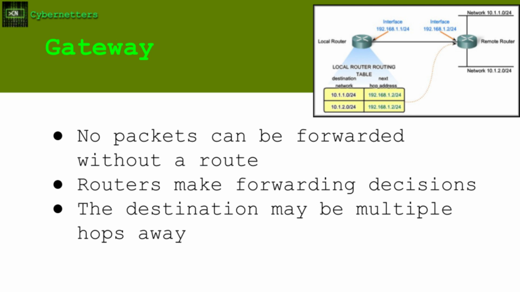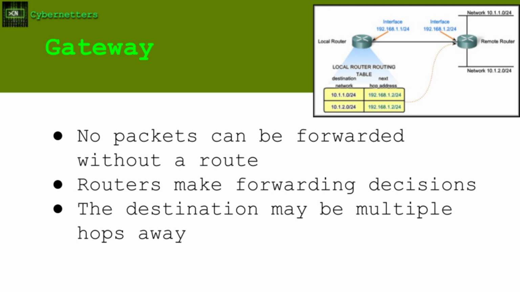Okay, so let's dive deeper into the role of a gateway in routing. Routers must know where to send the packet or else it gets dropped. Each packet arriving at a router's gateway interface is checked against a routing table to determine its next hop. If a network is not directly connected, the router forwards packets to the next router, which is also known as the next hop. As you can see in the diagram in the top right, there are two routers, the local router and the remote router.